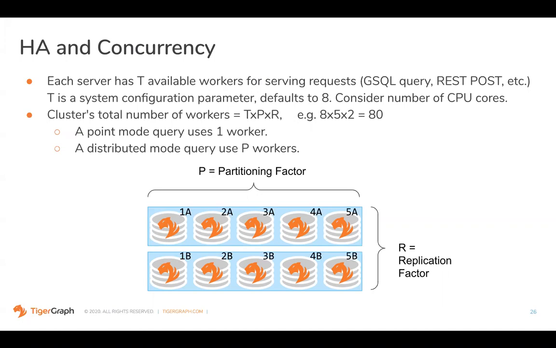So the total number of workers you have available is T times P times R. In the example I gave, if we have 8 workers per machine, then you have 80 workers. When Reyes earlier was talking about the two processing modes for queries, a point mode query uses 1 worker. The worker has to be in charge. Other servers may assist, but we're referring to who is doing the coordination work. A distributed mode query, on the other hand, uses a worker on every server across one replica, so it's using P workers. So you have a much higher level of concurrency if you're doing point mode. You can still have very good concurrency in distributed mode, but it's going to be somewhat lower.